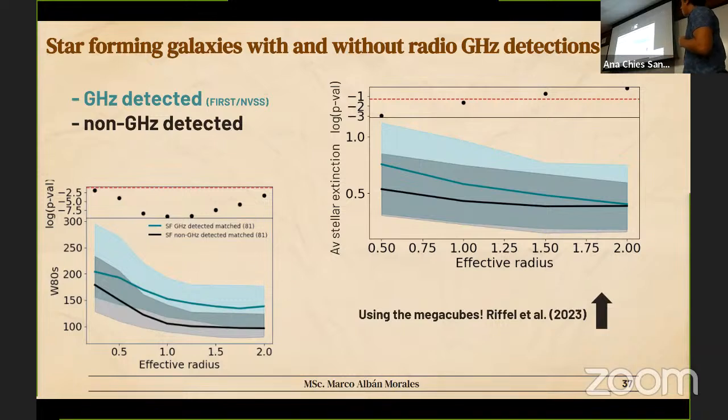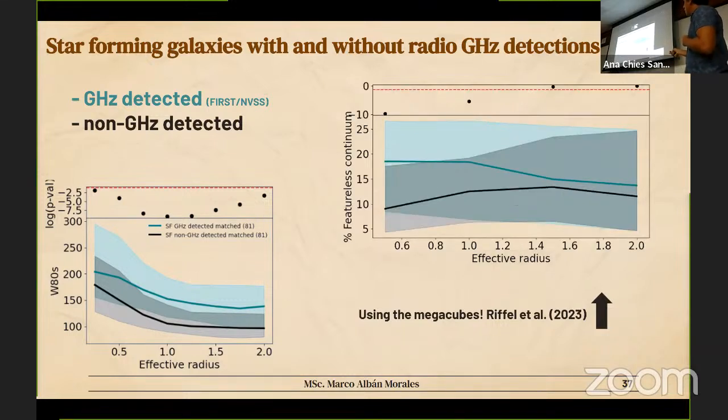And the story goes on. Also, there is an increase of featureless continuum. We have removed every AGN from this sample. And there's an increase of featureless continuum in the gigahertz detected galaxies.